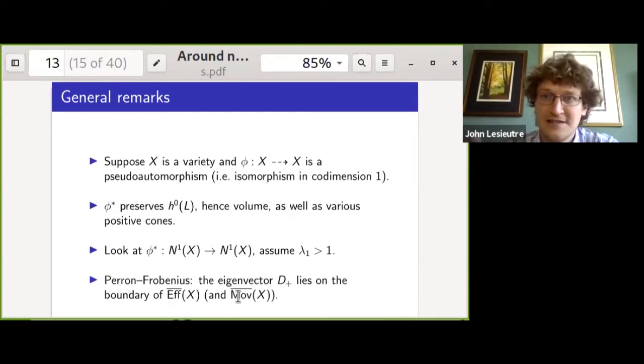So I just said a lot and slightly garbled. Questions on these first two bullets at least.